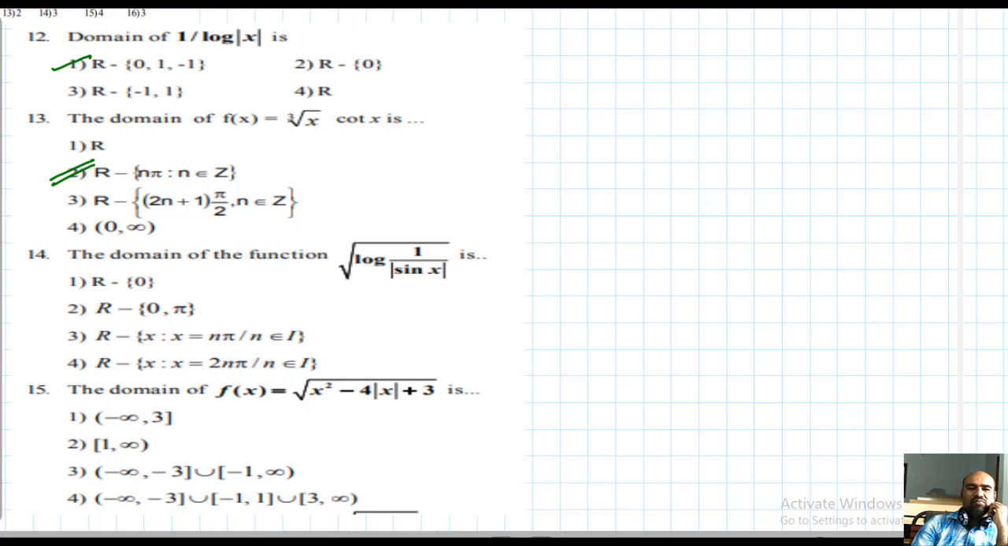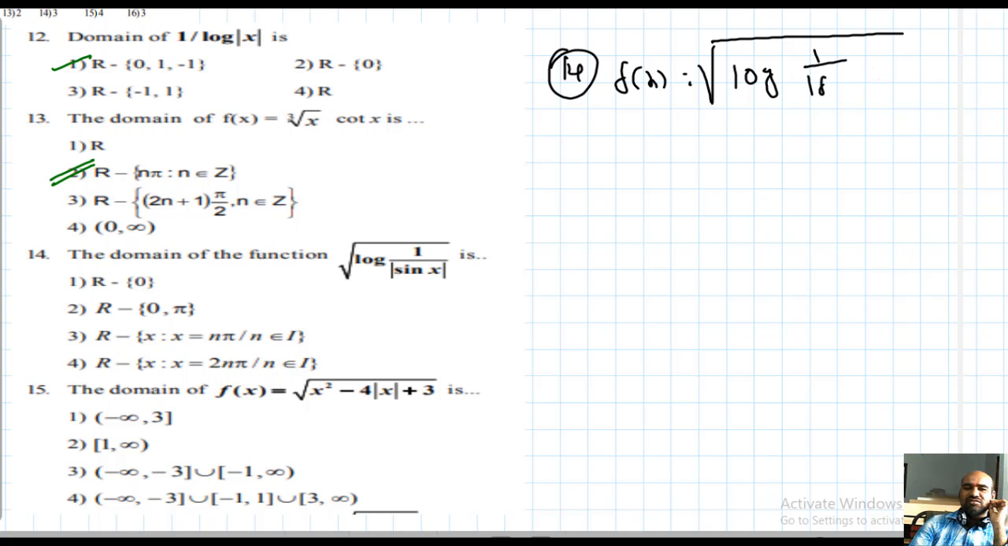Okay, now 14th problem. Yeah, where is that? Here. Okay. So f of x equal to root over logarithm of 1 by mod sin x.